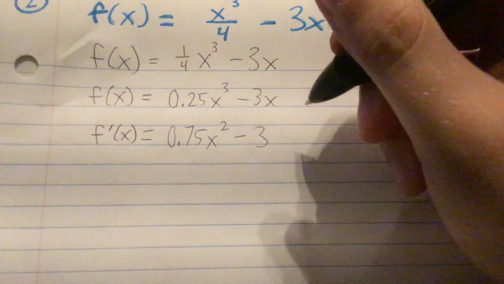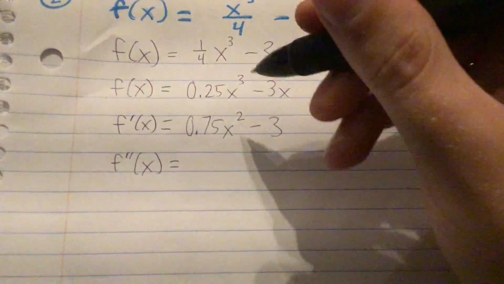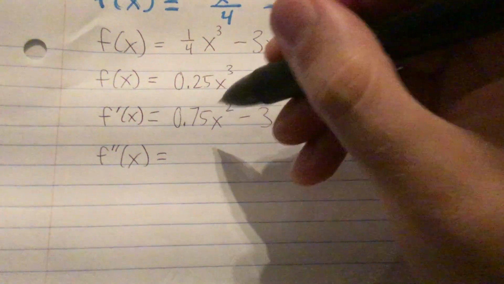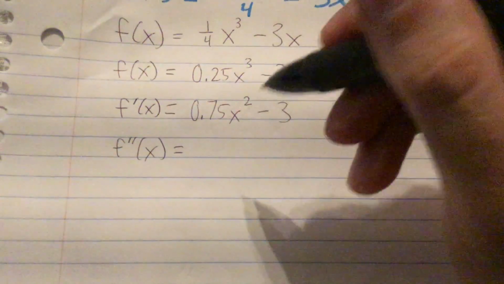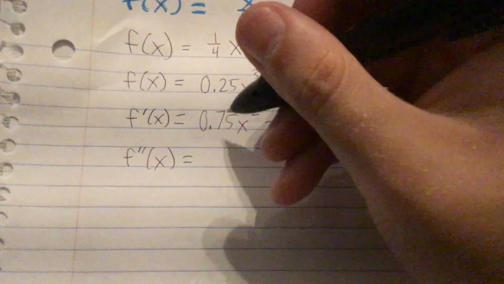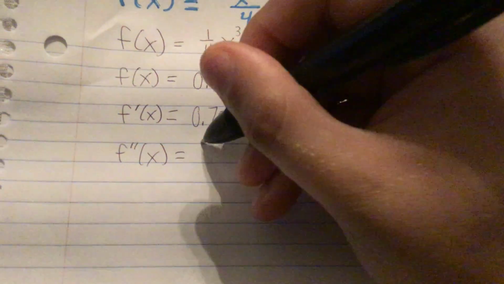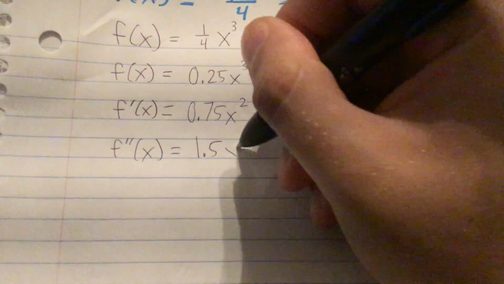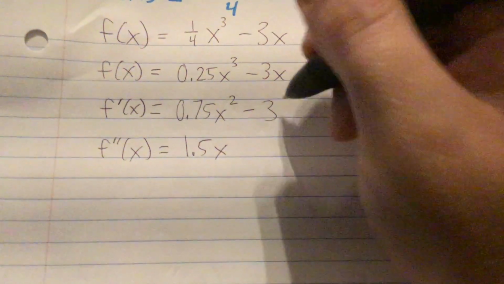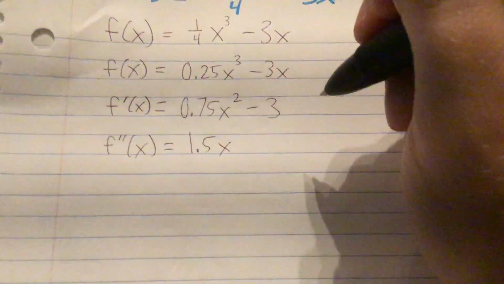So now, I'm going to set that, well, first, let me actually take the second derivative while I'm at it too, because I like it all in one place. So the derivative is 0.75 x squared minus 3. So the derivative of the derivative would be double 75 cents. That'd be $1.50 x, 1.5x, and the derivative of negative 3 is gone.